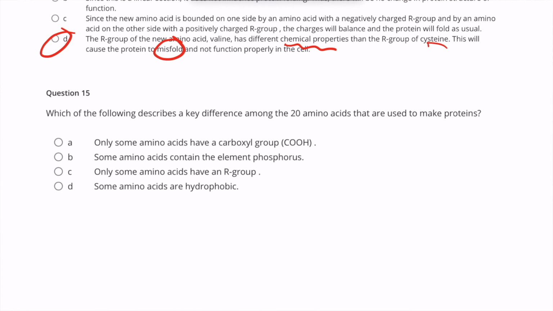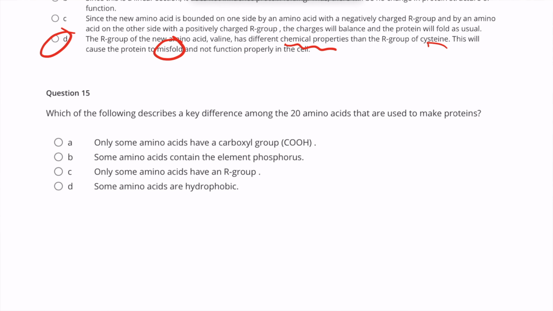Last MCQ from our proteins is talking about which of the following describes a key difference among the 20 amino acids that are used to make proteins. Okay, this is a pretty simple question, so let's look at the choices. Only some amino acids have a carboxyl group. That's not true. All amino acids have a carboxyl group. Some amino acids contain the element phosphorus.